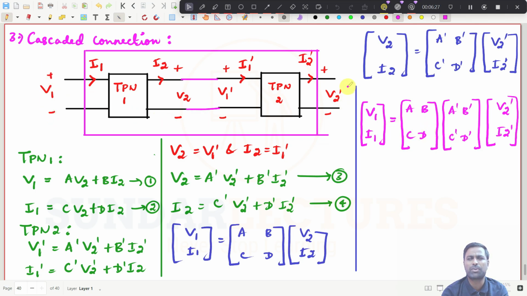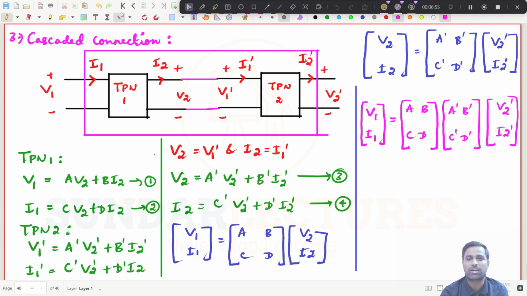So this is now input and output. See here, I have taken the input parameters, that is V1 and I1, and I have written them for V2 and I2. That is what we will generally do. We will generally write the ABCD parameters in terms of input and then output, right? So that is what we have done here. So ABCD equivalent, A equivalent, B equivalent, means that these two matrices will be multiplied. And this is what cascaded connections are, right?